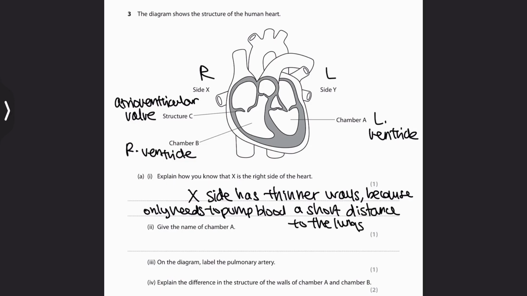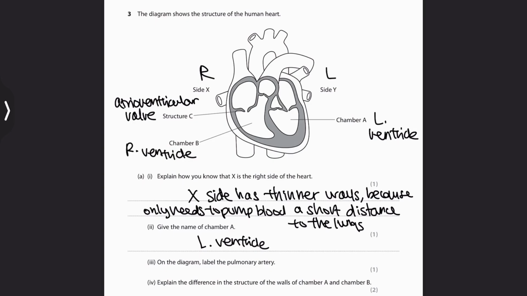Okay, next part. Give the name of chamber A. Chamber A, right here. Left ventricle. And look how thick the walls are, right, of the left ventricle, because it's pumping blood to the whole body through the aorta. And it says, on the diagram, label the pulmonary artery.